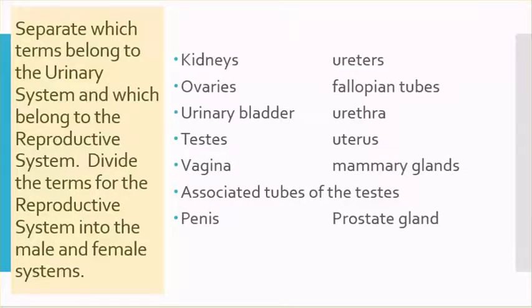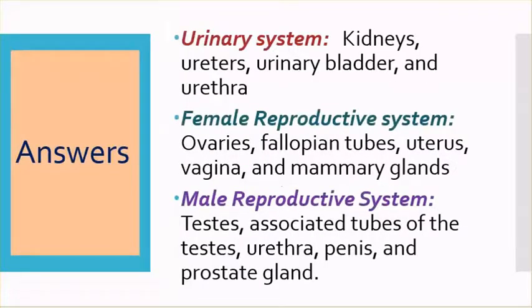Separate which terms belong to the urinary system and which belong to the reproductive system. Divide the terms for the reproductive system into the male and female systems. The urinary system has kidneys, ureters, urinary bladder, and urethra. Female reproductive system: ovaries, fallopian tubes, uterus, vagina, and mammary glands. Male reproductive system has testes, associated tubes of the testes, urethra, penis, and prostate gland.